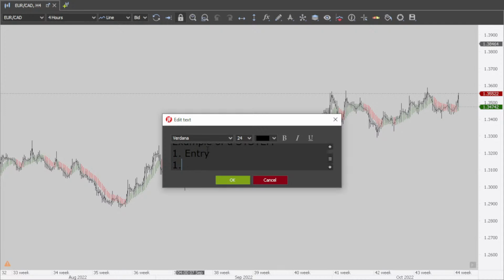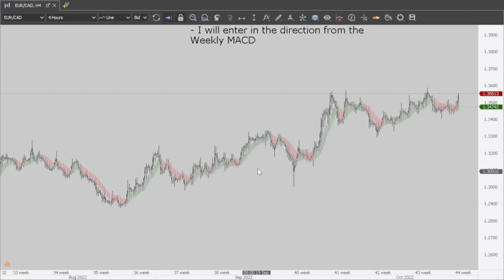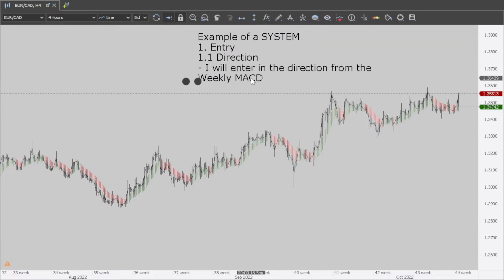Okay, 1.1 direction, and it says I will enter in the direction from the weekly MACD. Remember, it's just an example of a system, talking about the entry, talking about direction. I will enter in the direction from the weekly MACD.